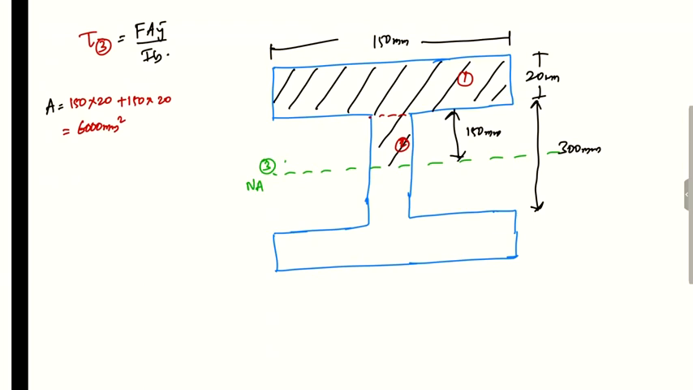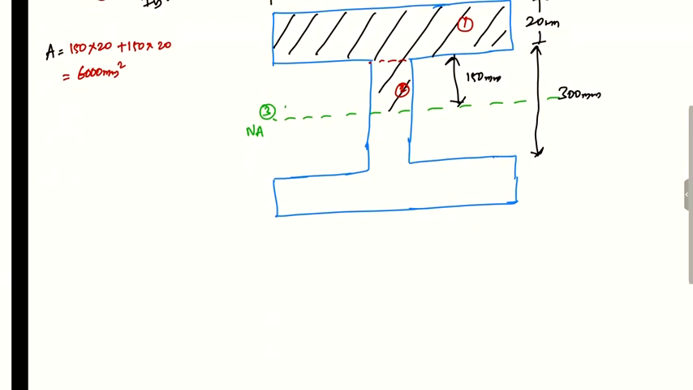Now y bar means what? The distance from the neutral axis to the centroid of this particular area under consideration. So here the area under consideration is what? Actually an asymmetrical section, the area under consideration, I could draw it like this. If I draw it separately, this is the area under consideration.